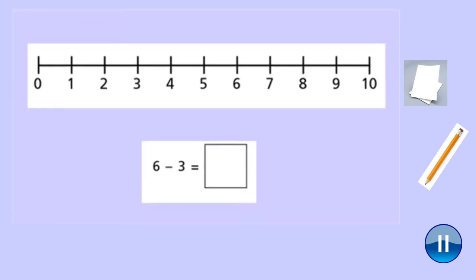Let's see how you got on with this one. Which number did you start on? Did you look at the first number, 6, and know that's where you needed to start? Well done, you did. So you started on number 6, and have you done your 3 jumps going backwards? 1, 2, 3. I landed on number 3, so the answer is number 3. If you got the same answer as me, give yourself a tick, well done.